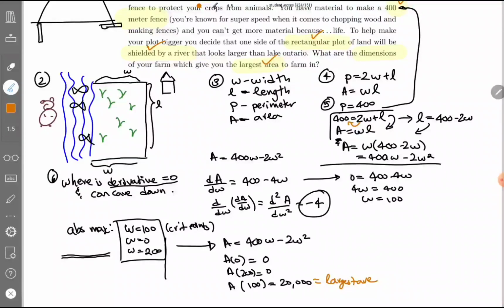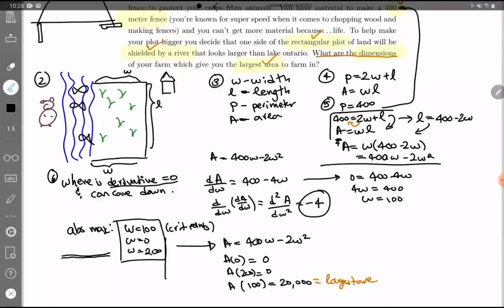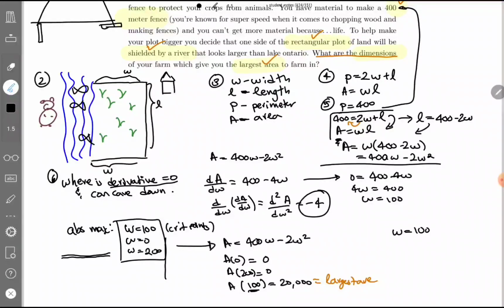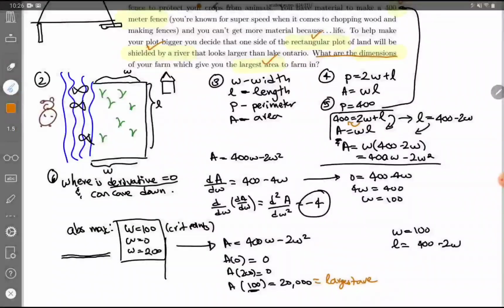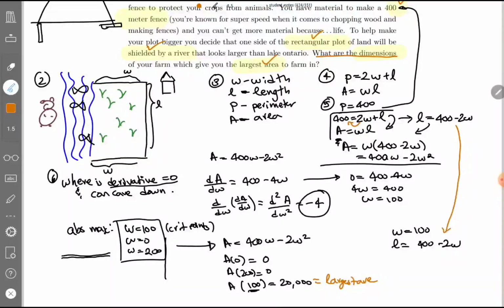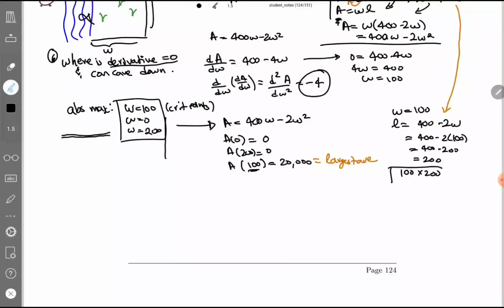But we still have the question of what the dimensions are. The dimensions we're asking for are what is W and what is L? Here we already know W is equal to 100. But what's L? L is equal to 400 minus 2W, and we saw this earlier. So plugging in 100, we get 400 minus 200, or 200. So we have 100 by 200. 100 by 200 is our dimensions and our final answer.